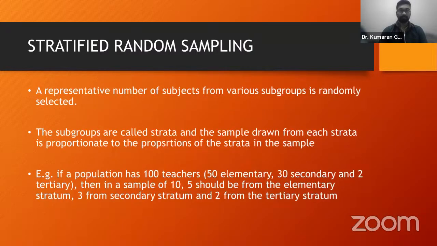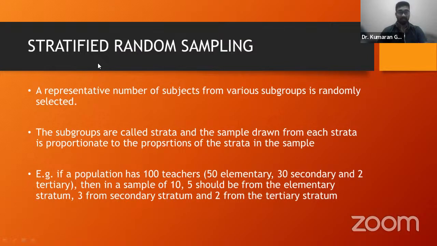Okay, the next one is stratified random sampling. In this one, a representative number of subjects from various subgroups is randomly selected. Okay, so the subgroups are called strata, and the sample drawn from each stratum is proportional to the proportion of the stratum in the population.